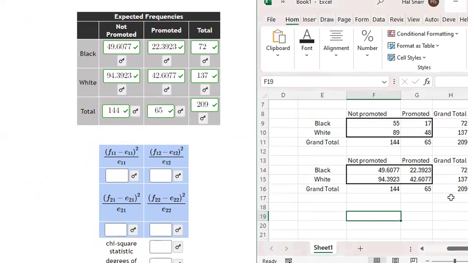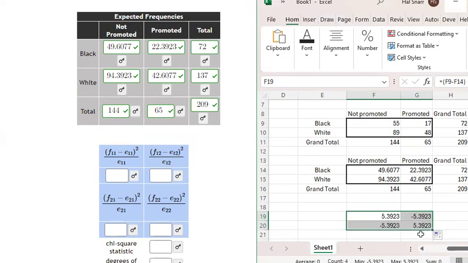So over here, I'm going to take the observed frequency 55 for the first row and the first column, not promoted in black. I'm going to subtract off what we expect it to be. I don't know if that's a small difference, but the difference is 5. And then I got 4 of these differences. They're all the same number, but 2 of them are positive and 2 of them are negative. And your numbers are going to be different than mine.